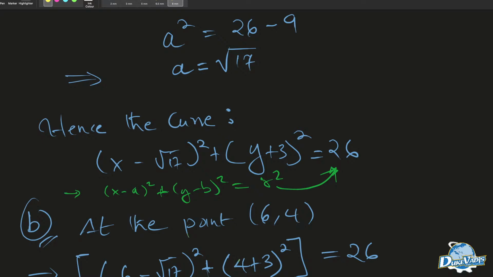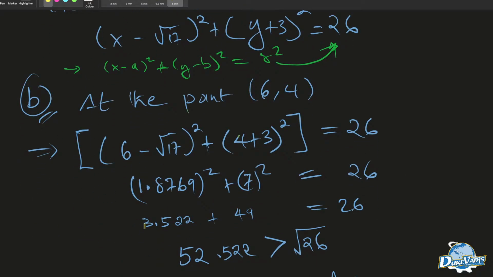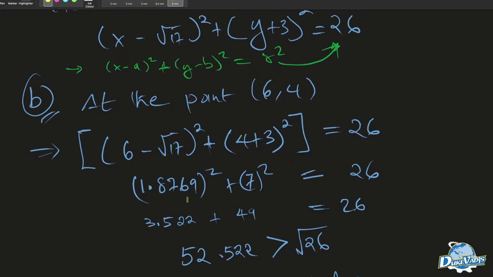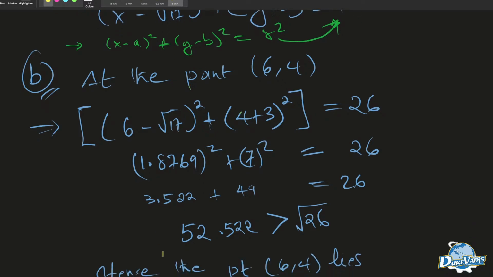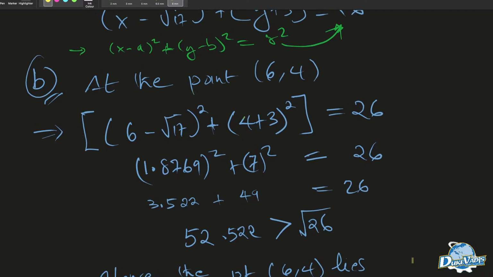So we have (6 − √17)² + (4 + 3)². Forget about this one, this is 26 already in the equation. So now the square of this difference is 1.8769, plus the square of 7. Then when we compute it very well, we get 52.522, which is actually greater than 26. Hence the point (6, 4) lies outside the circle.